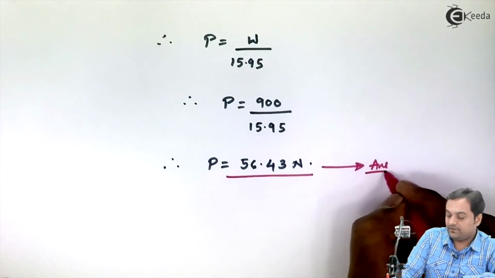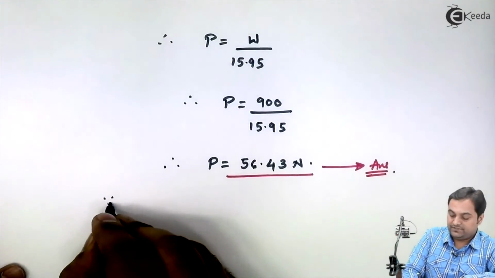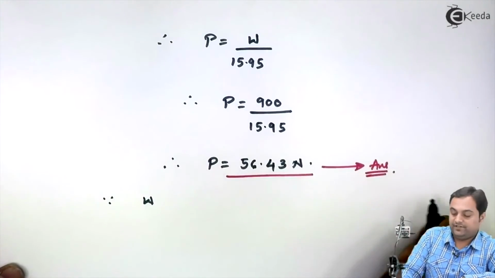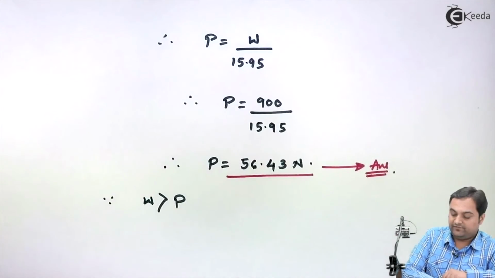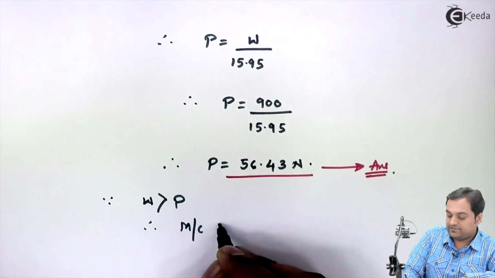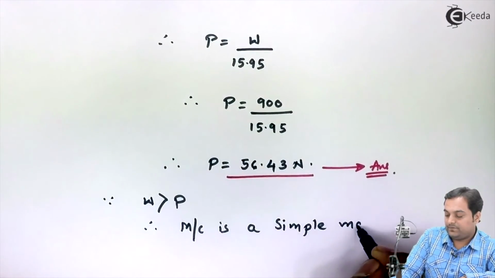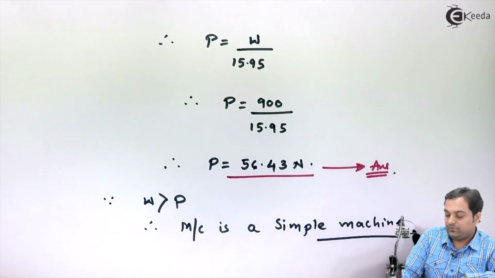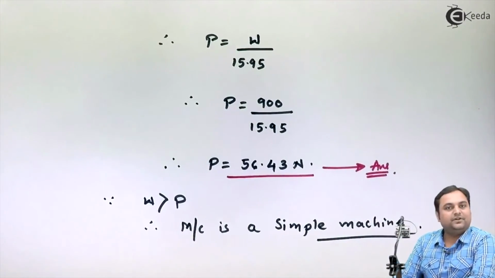This is the answer. And as we can see in this problem, since load was 900, effort is 56.43, load is greater than effort, therefore the machine is a simple machine. So effort was asked and we have calculated the value. With this we complete the problem.